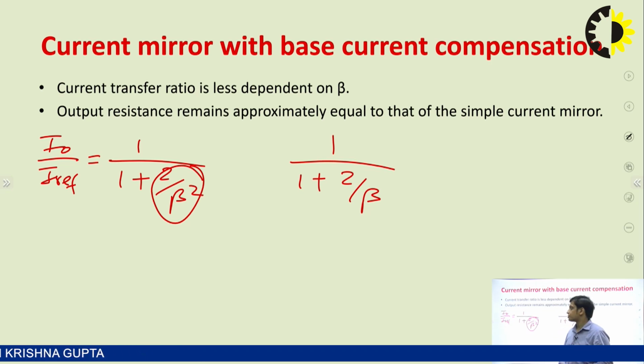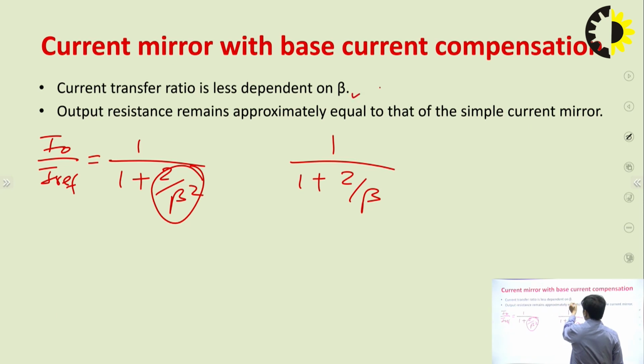That is the advantage. So the current transfer ratio is less dependent on beta, and the output resistance remains approximately equal to that of the simple current mirror. You can calculate the output resistance, that is a different topic. And the current transfer ratio is less dependent on beta.